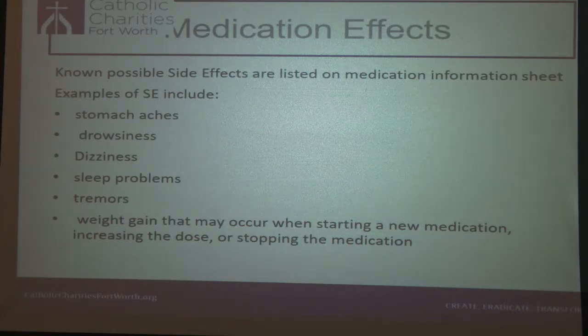Some known possible side effects are listed on the medication information sheet. That's that information sheet, which is so important. Examples would be stomach aches, drowsiness, dizziness, sleep problems, tremors, weight gain that may occur with starting a new medication, increasing the dose, or stopping the medication. Stomach aches is a major one, and sometimes children will learn that and use it as an excuse, but you need to know the child. You need to know them, okay?